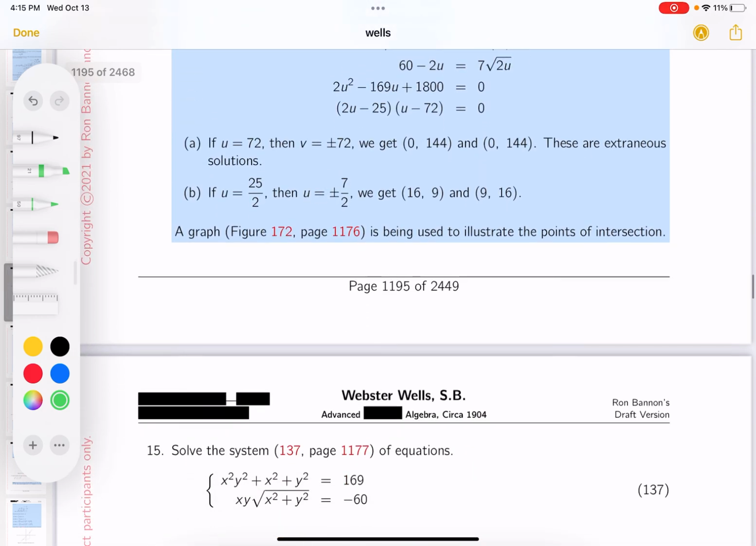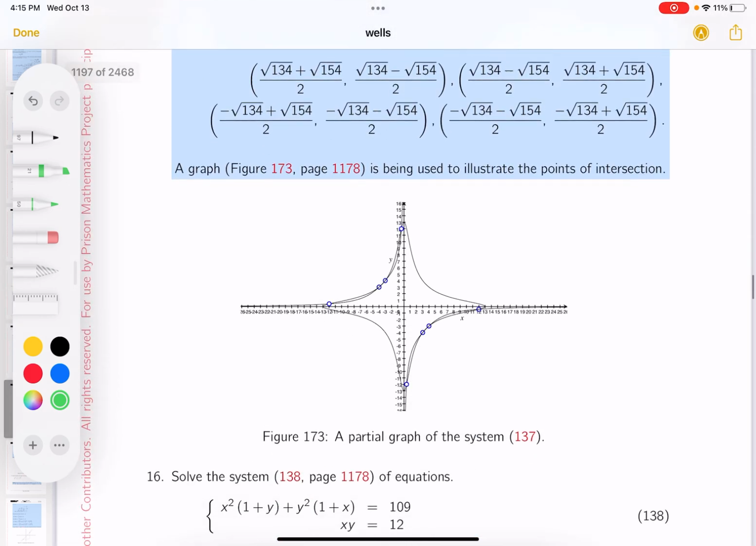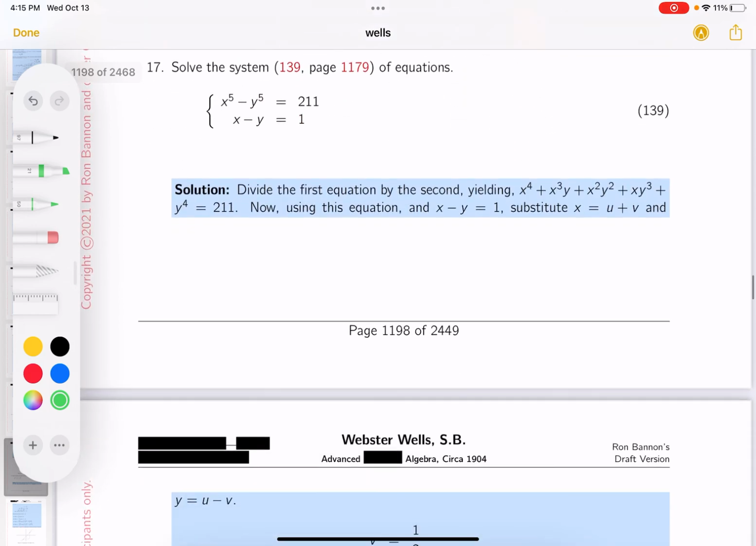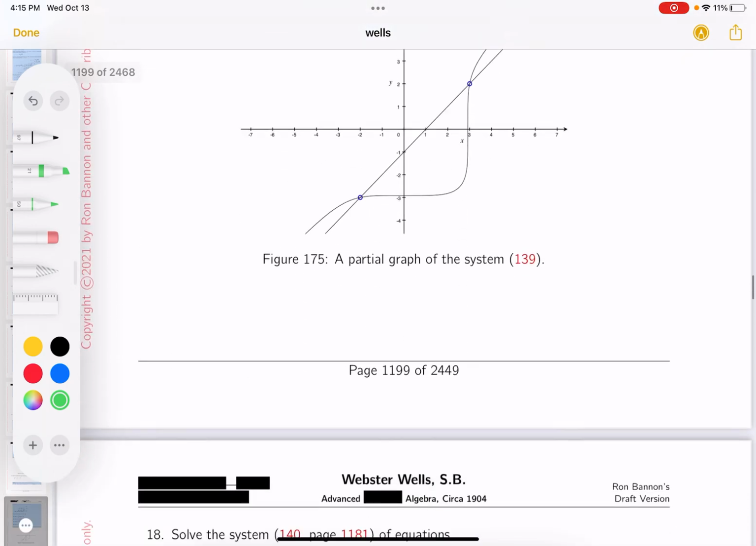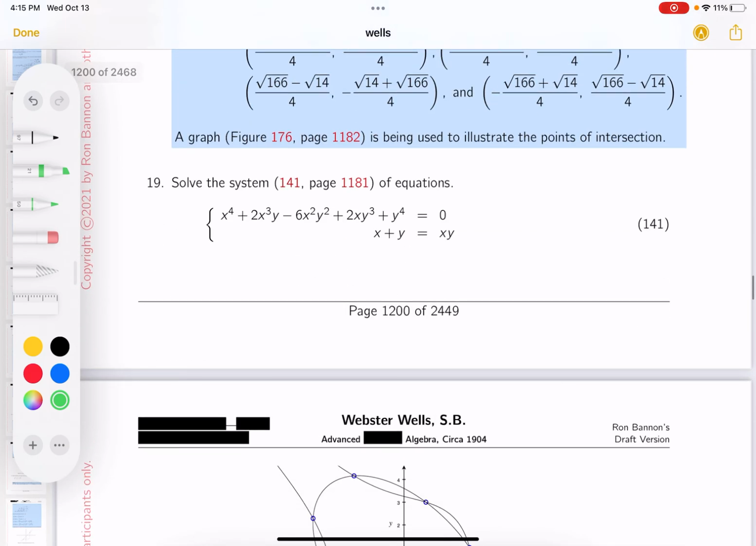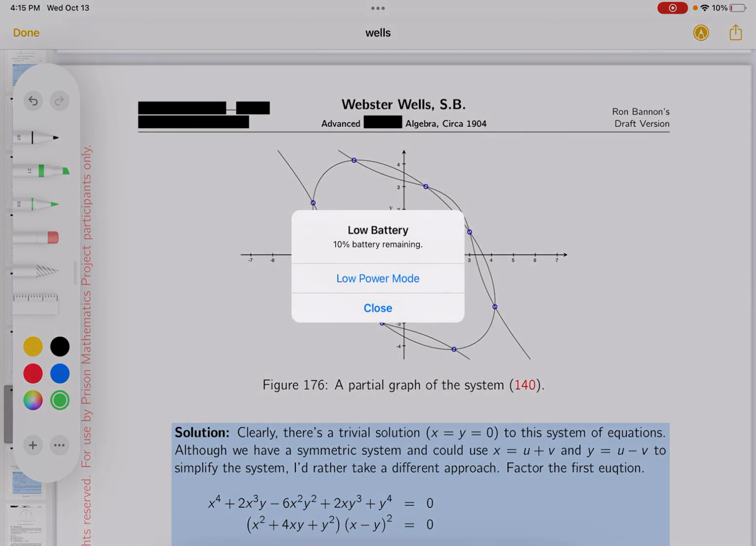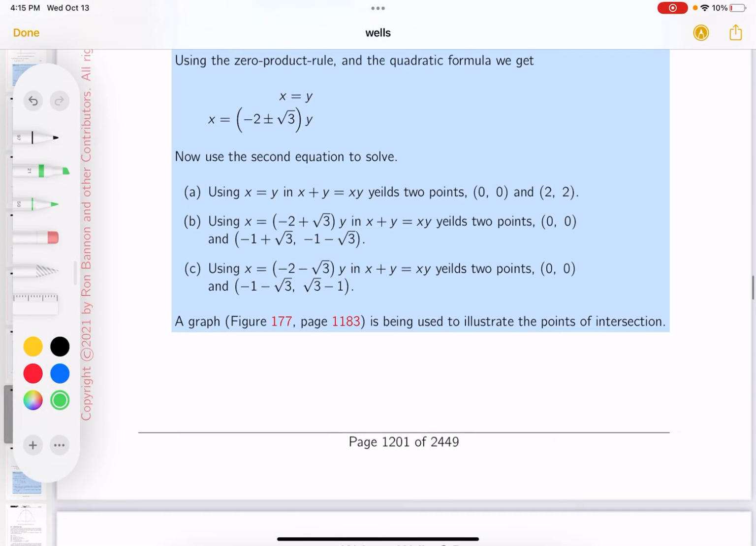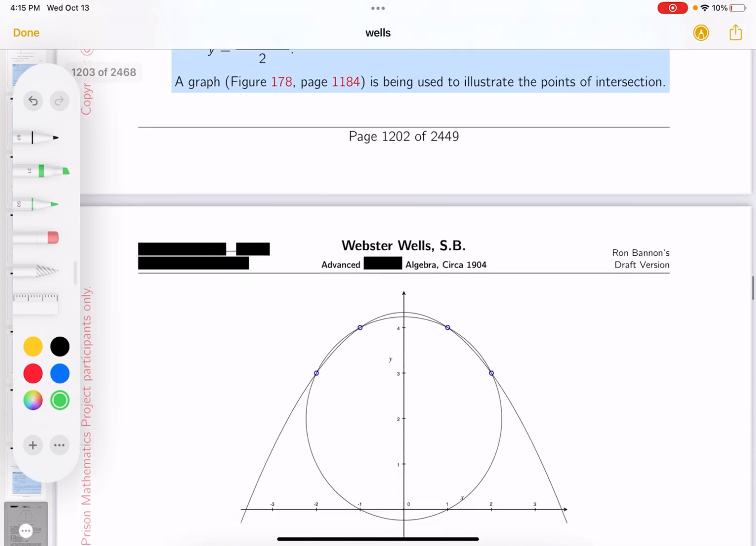14, 15, 16, are they ever going to stop? 17, are they ever going to stop? 18, know this, life is finite. All right, I'm running out of power. I'll get there soon. I've got to make sure I'm doing that.